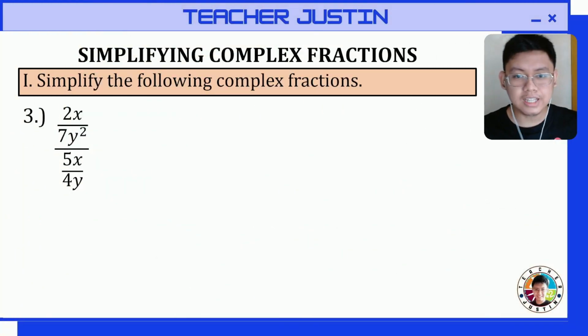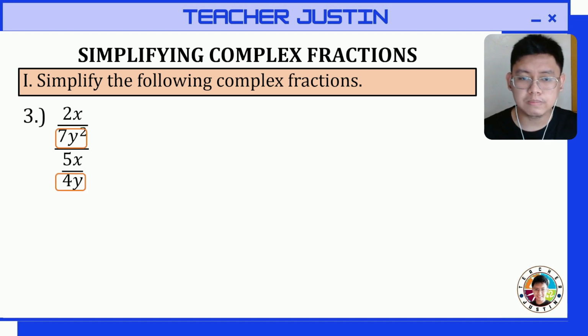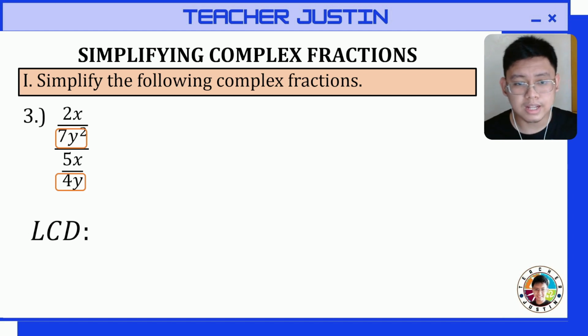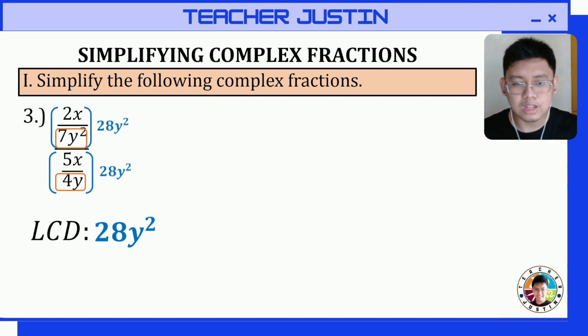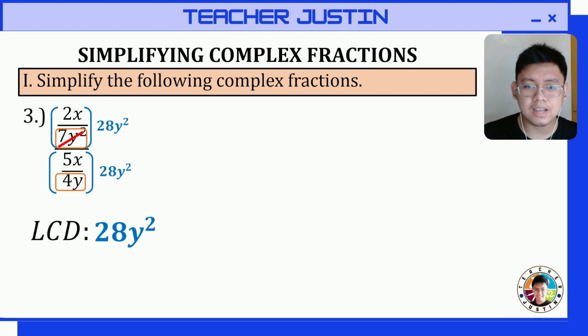Alright. Okay. Let's simplify this complex fraction. So, pag magsisimplify tayo ng complex fraction, ang gagawin natin is kunin natin lahat ng ating denominator. Then, let's get the least common denominator of 7y squared and 4y. This will give us 28y squared. Now, itong LCD natin, imumultiply natin sa ating numerator and denominator. So, multiply natin si 28y squared sa ating numerator and sa denominator natin. So, we can cancel 7y squared and 28y squared. So, magiging 4 yung 28y squared. Si 7y squared magiging 1.